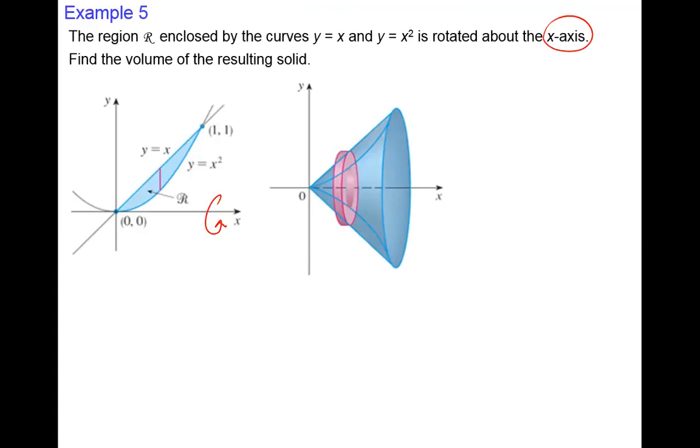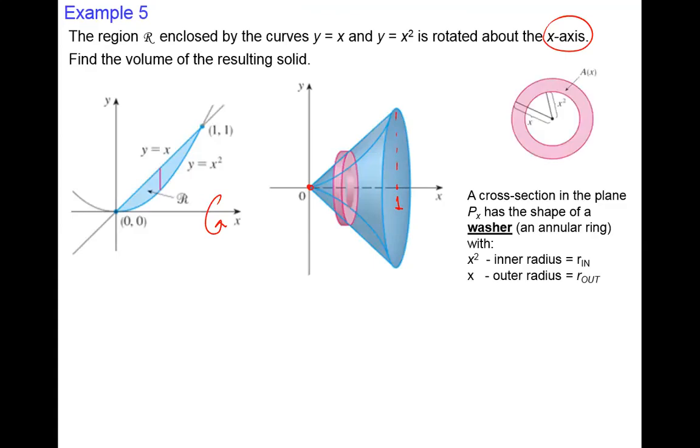Now we still follow the same formula. We have to integrate from 0 to 1 the cross-sectional area. Now we can see everything in terms of x. This will be the inner radius, and the inner radius is touching the parabola. That means this will be my inner radius, x squared. The outer radius is touching the line. That means this will be the outer radius.